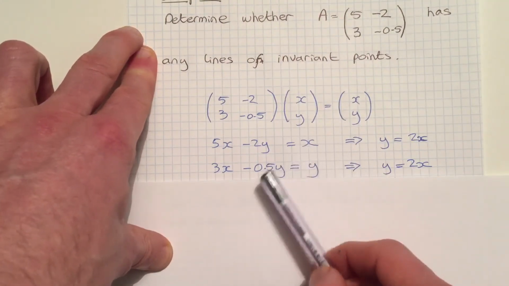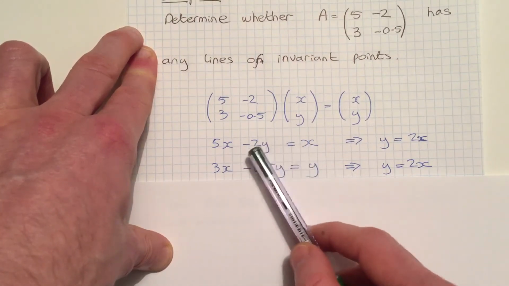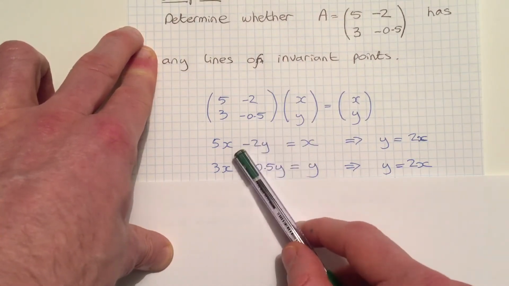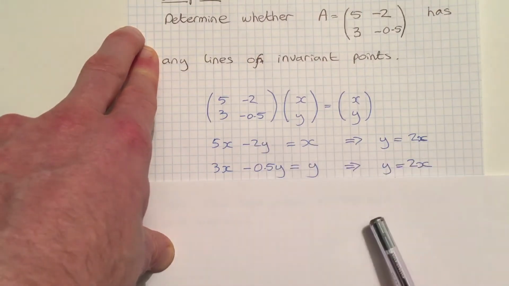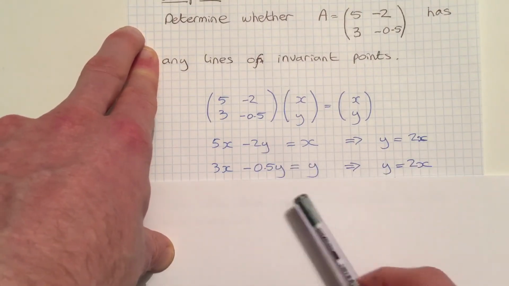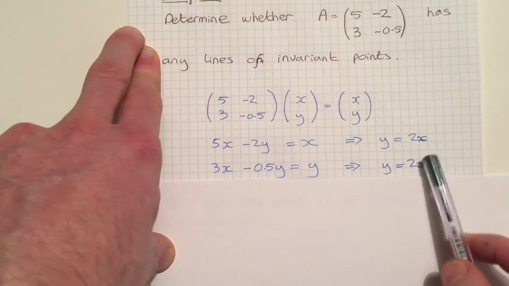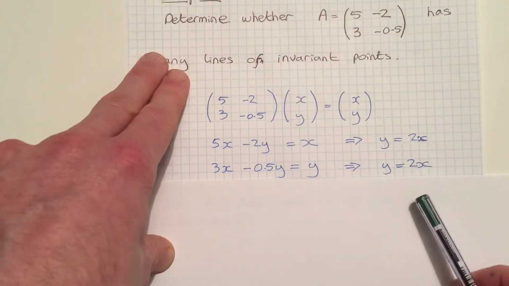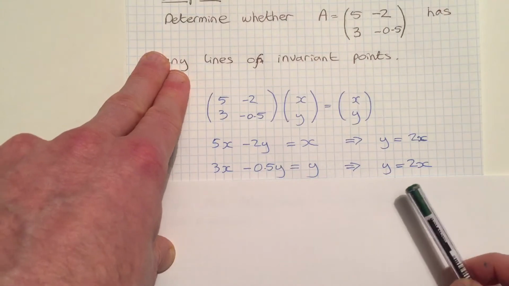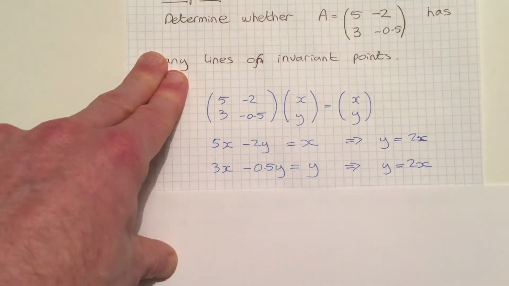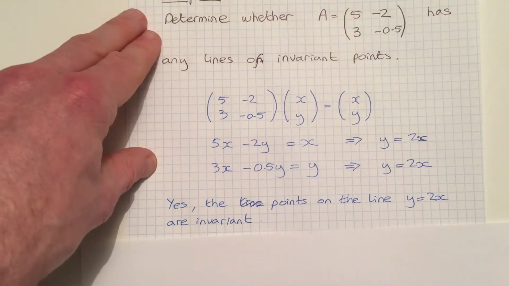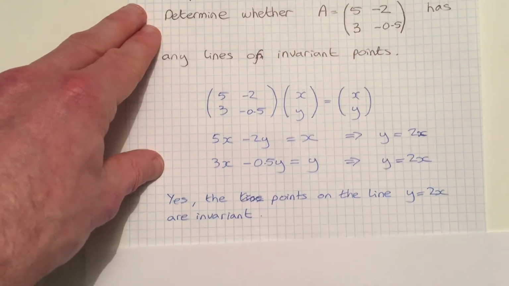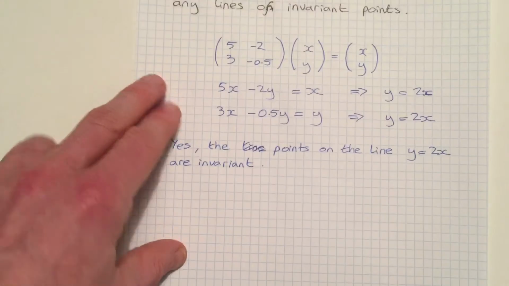Rearranging the top equation, if I move the 2y over here, move the x over here, and then divide through by 2, I get this. Rearranging the bottom equation, I'll get this, and again, they are consistent. All of the points where y is twice the x coordinate are invariant. So yes, the points on the line y equals 2x are invariant.